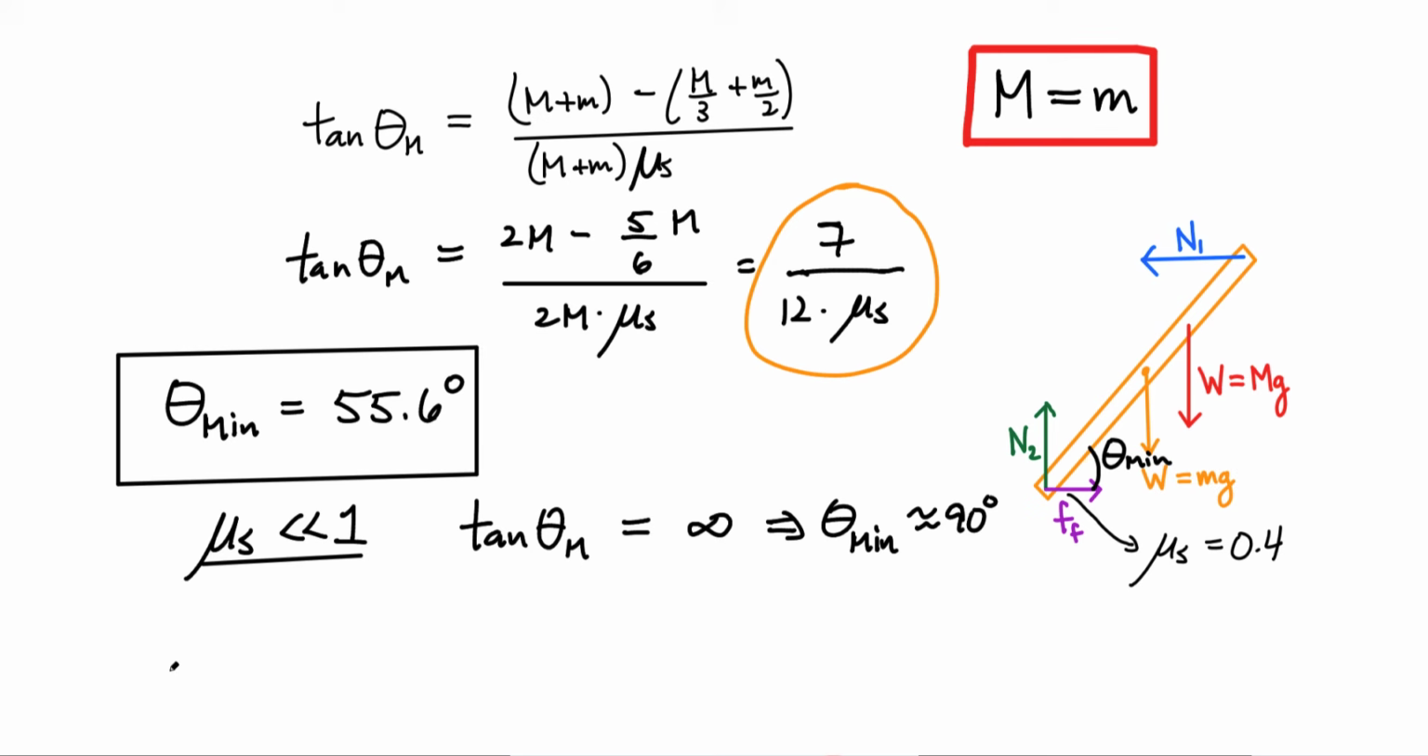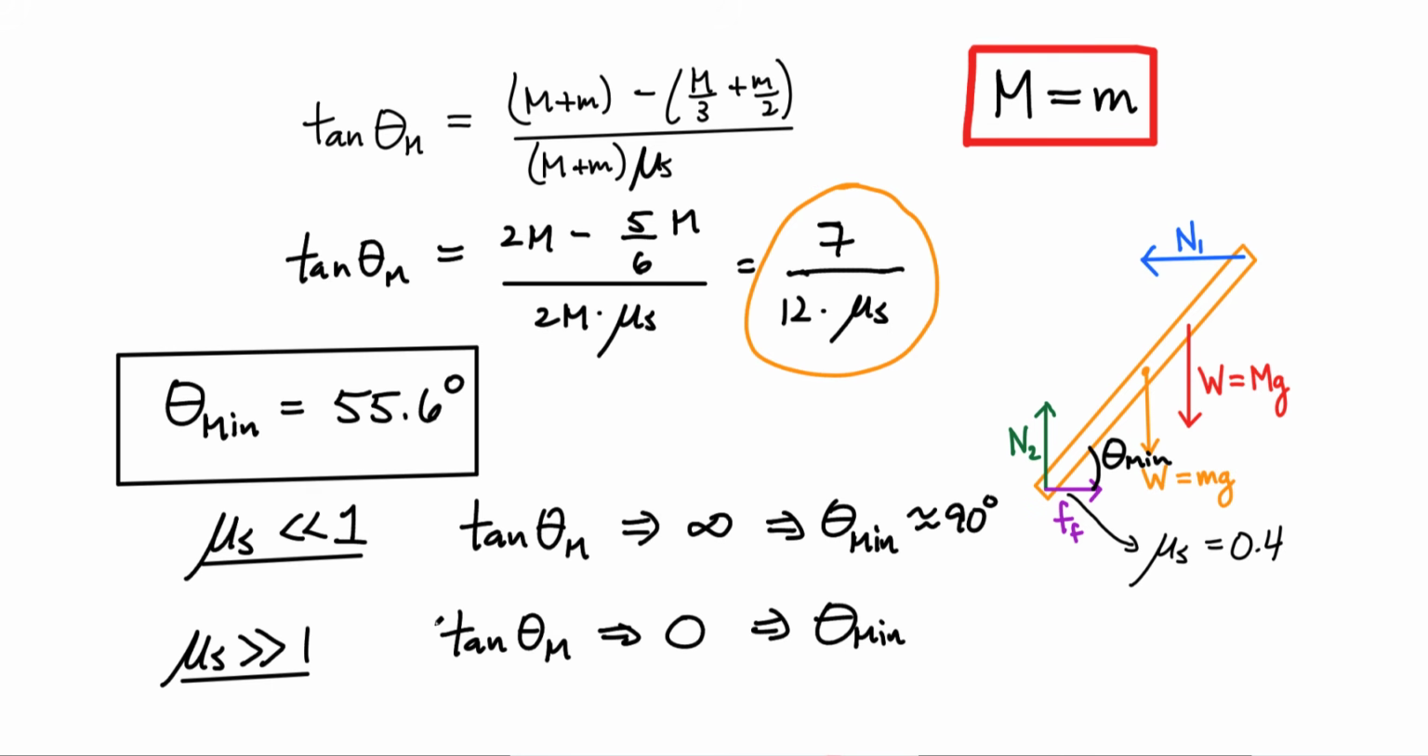How about if you take another limit? What if the coefficient of static friction was really, really big? If the coefficient of static friction was really, really big, you'd come up to this expression. You'd have tangent of theta min, and if I divide by a very big number, for example, this here would tend toward 0. And that means what? Well, that means that theta minimum in this case, tangent of theta equals 0, means that the angle is basically 0 degrees. If you have a lot of frictional force down here between the ladder and the ground, basically you can make this angle really, really small.